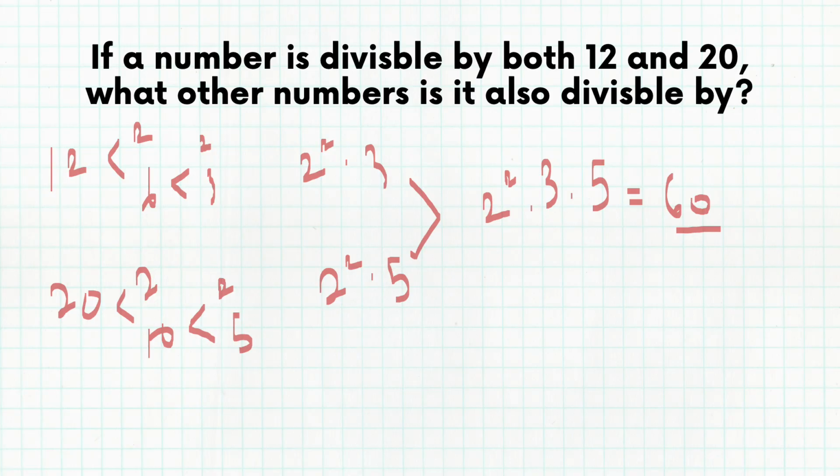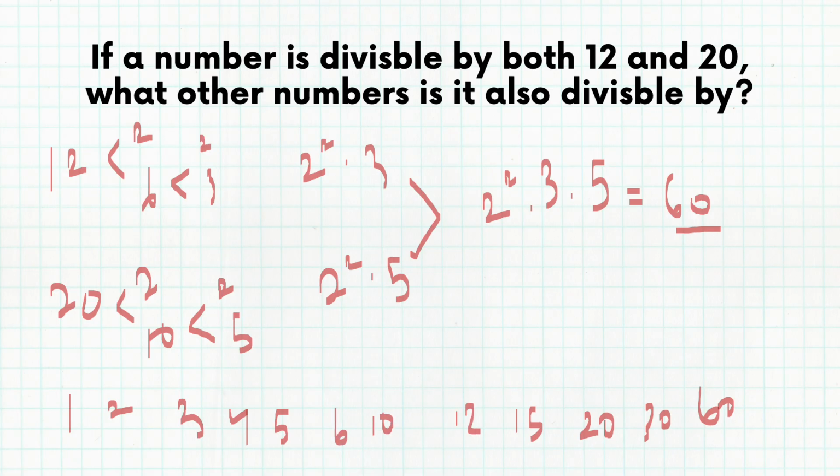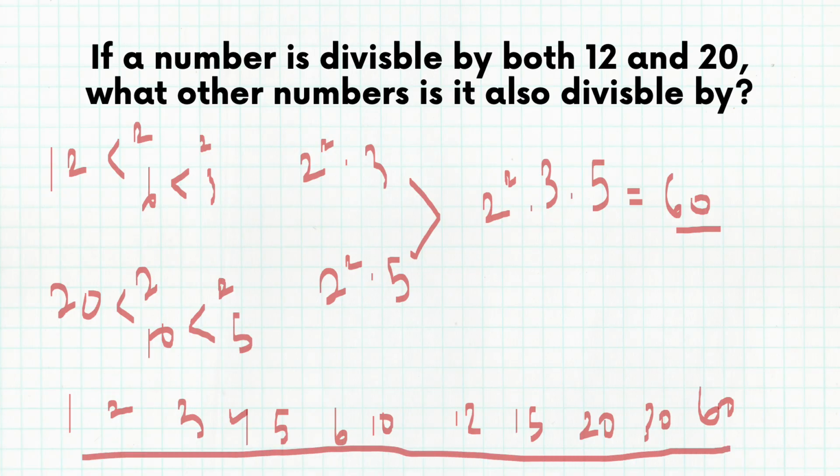So what are the factors of 60? 60 can be divided by 1 and 60. If we divide by 2, we get 30. If we divide by 3, it gives us 20. And 4, 15, and 5, 12, 6, 10. So if a number is divisible by both 12 and 20, it is also divisible by all of these. So this will be the answer.